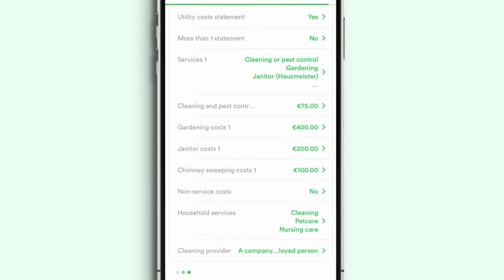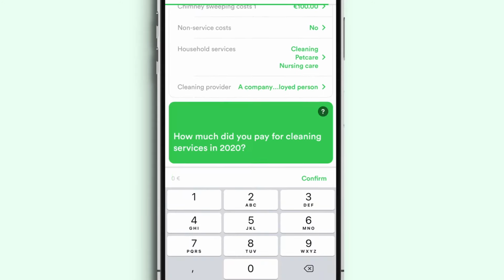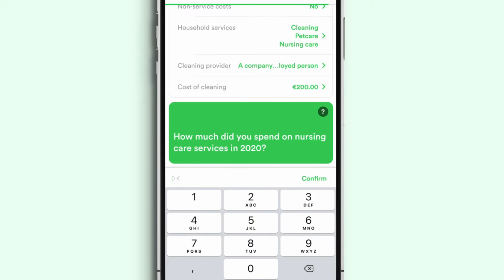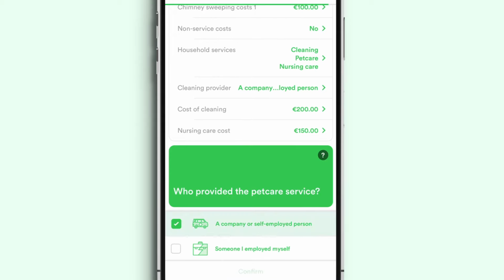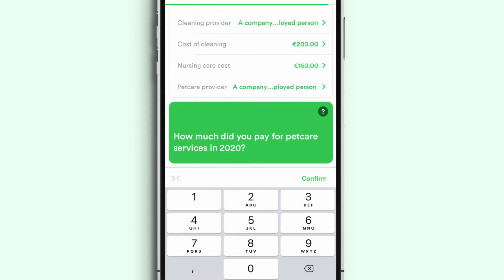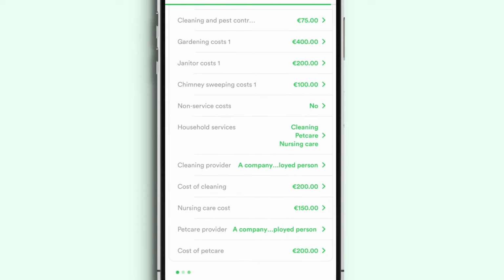In the last step, you are now asked to enter the costs for the respective services. Again, it is important that you keep receipts for all the services you commissioned. After entering all the costs, and you have successfully recorded your household-related services, you can move on to the next set of questions.